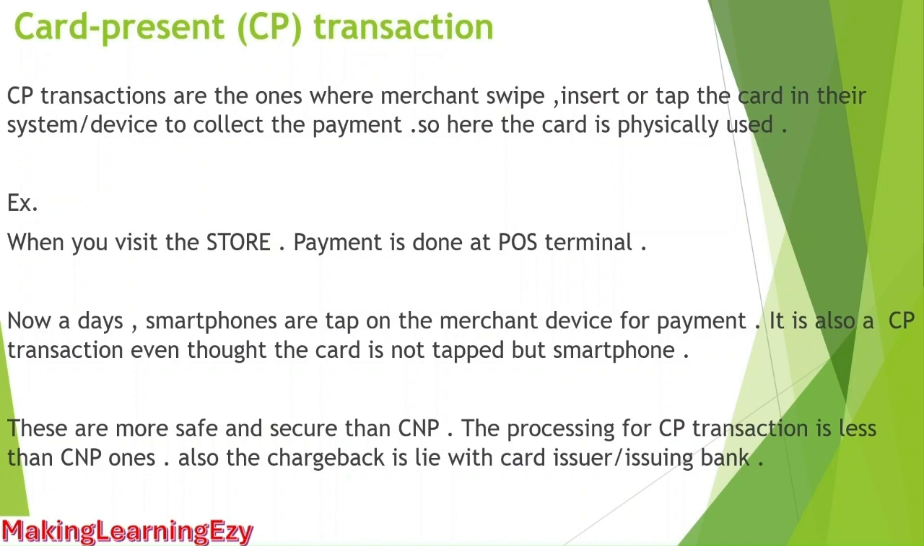Examples of CP transactions are when you visit the store, you give your credit card to the store person, and that person, the store colleague or agent, will swipe your card or insert the card in the machine or device to collect the payment. So this is the card present transaction. One thing I have also highlighted here: nowadays smartphones are tapped on the merchant device for the payment as well. So it is also a CP transaction, even though the card is not tapped but only the smartphone.